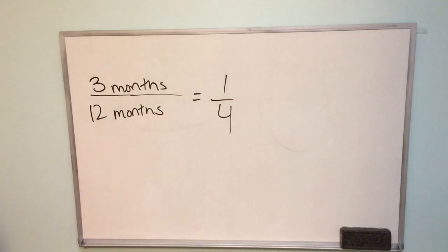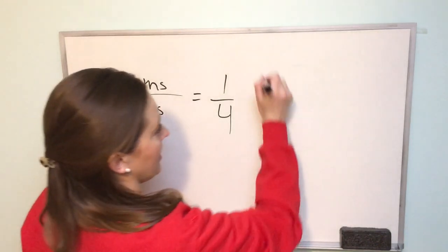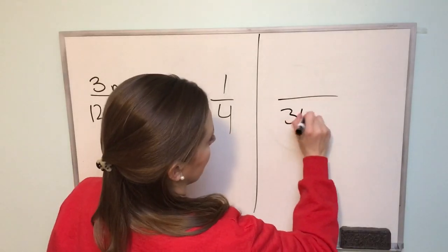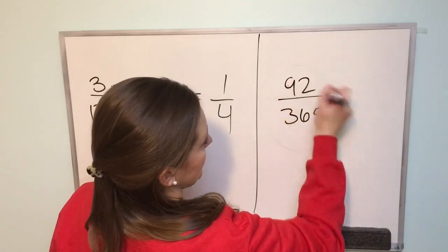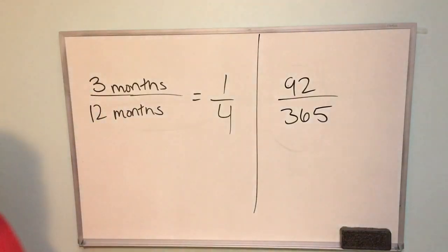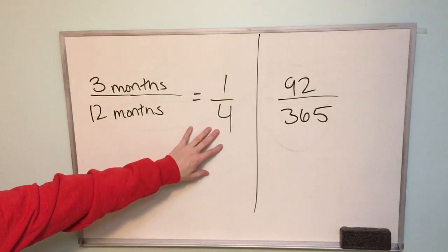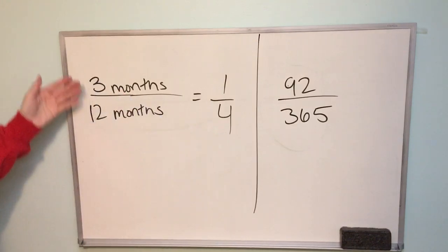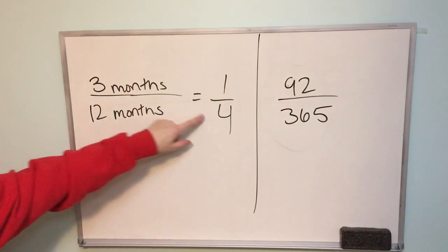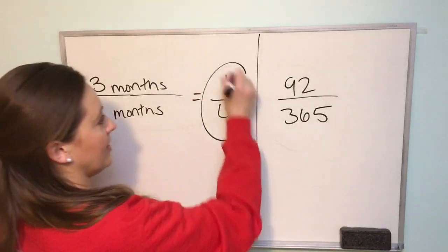You may have also done it out a little more specific, and you may have said, well, June has 30 days, July has 31, and August also has 31. And that would give you 92 out of 365. Either one of those answers is fine with me. But this is the more common answer. Since they give you months, just keep it in months and reduce 3 over 12 to 1 over 4.